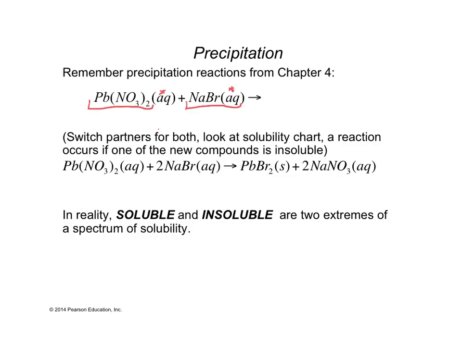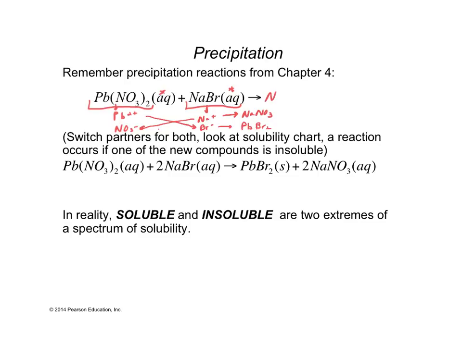And so how would we do that? We take our two reactants and switch their partners. I would break them into their component ions: lead and nitrate for this one, and sodium and bromide for this one. To figure out if I made something insoluble, I would switch their partners and predict the neutral compound for the new thing. So this would be sodium nitrate, and this would be lead bromide. Since it's Pb2+, it'd be lead with two bromides.